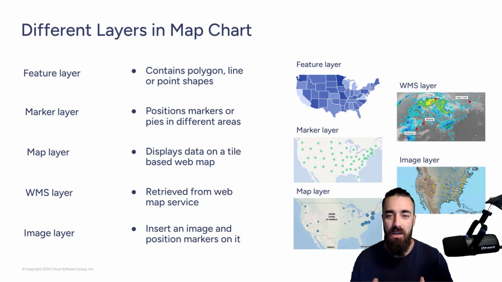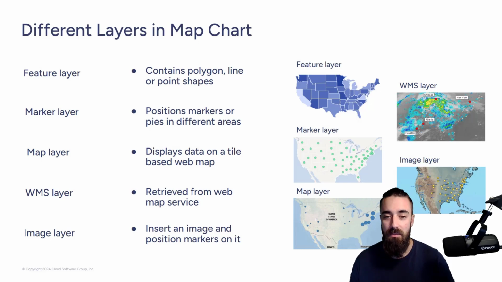The map layers allow you to display your data on a tile-based web map. Map layers are always used as a reference layer and cannot be interacted with directly. WMS is another type of reference background that is retrieved from the Web Map Service, a web standard for accessing georeferenced map images from different geographic information system databases, or GIS.